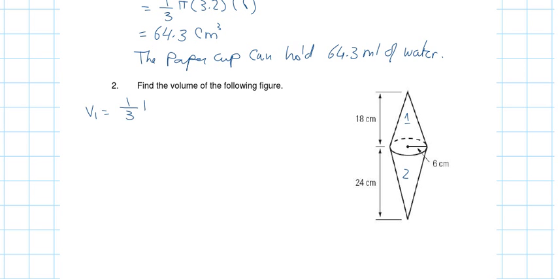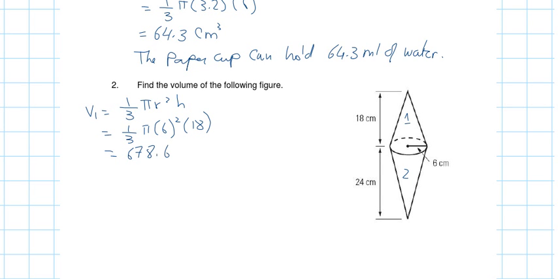My radius is 6, and my height is 18. They're both in centimeters, so that's good because I have to make sure that also my units are the same, right? I can't have a mix of units in my formula. So the calculation for this is going to be 678.6 centimeter cube.